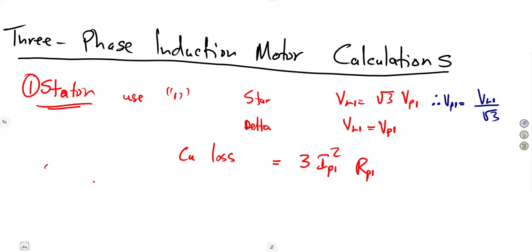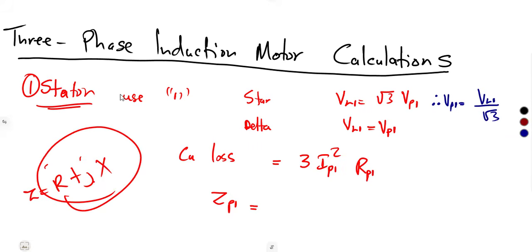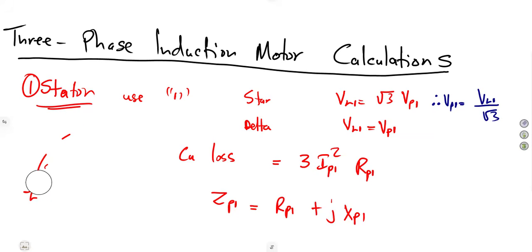Also, for the stator, it is important that we know the stator phase impedance, remember impedance is R plus JX. So in this case, we are talking about the stator, the phase value 1. So it's going to be RP1 plus JXP1. It's just an addition of what we had before, guys. Nothing is new in these calculations. So that is what you're going to have.